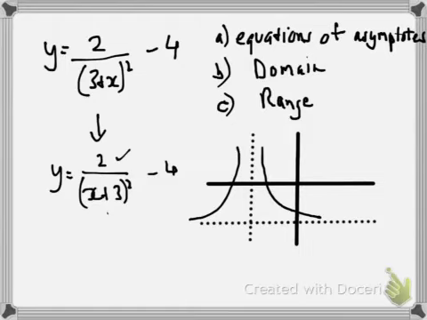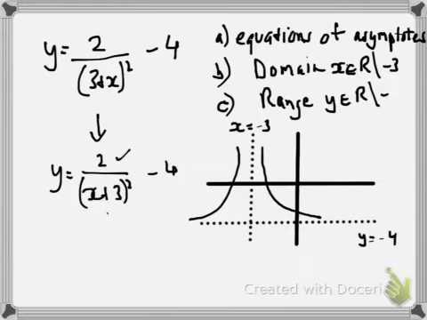Equations of the asymptotes. This one would be y equals -4. That's the horizontal asymptote. The vertical asymptote would be x equals -3. The domain, x, would be the real numbers except for -3. And for the range, y would be the real numbers except for -4. Actually, sorry, let me go back a step. No, it wouldn't be. In fact, I might just write this in a different form.